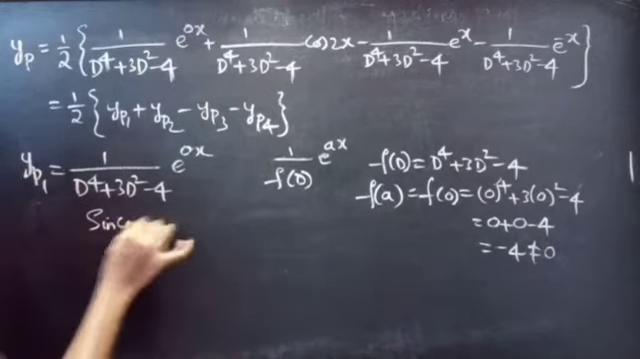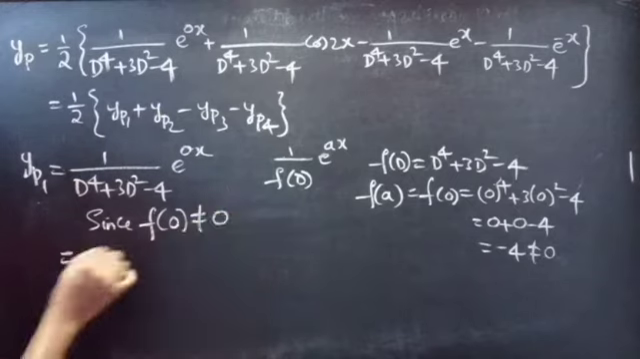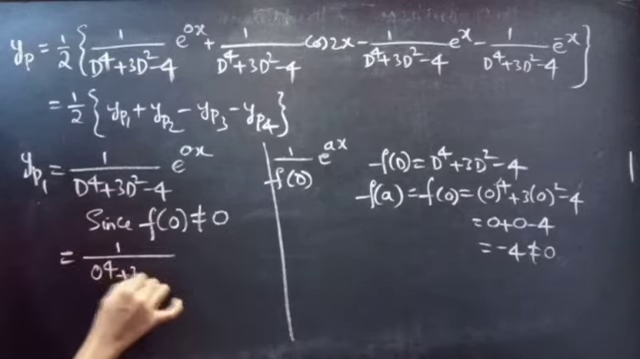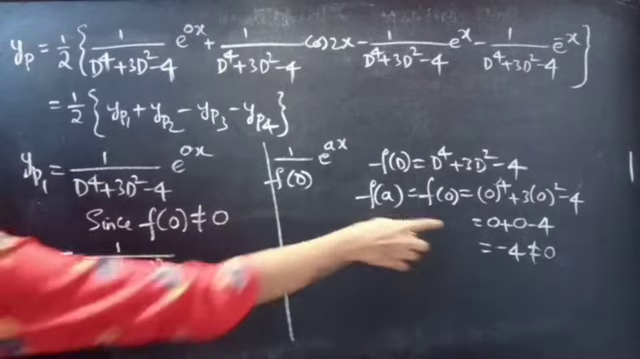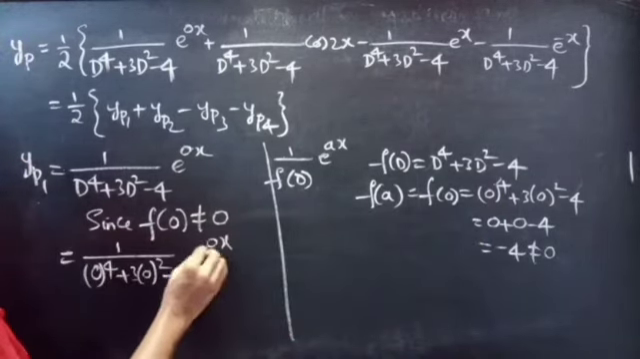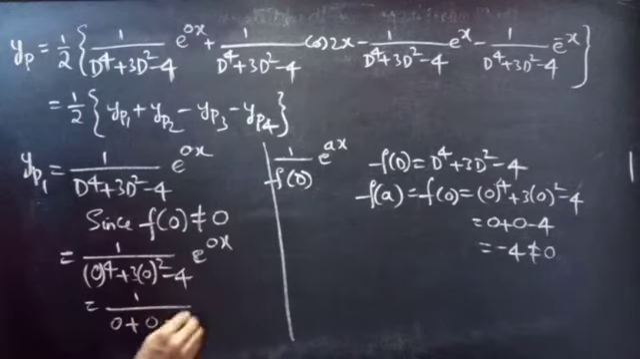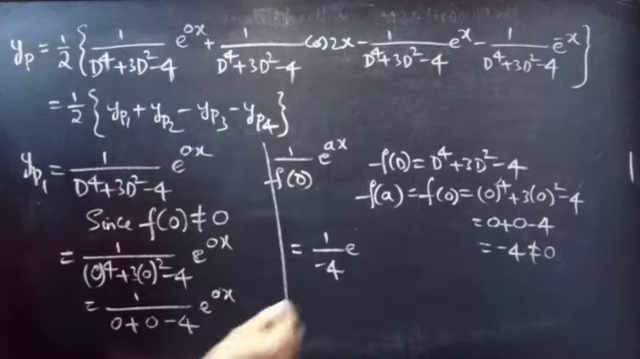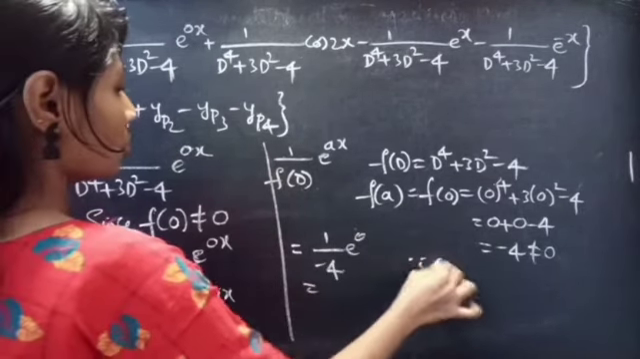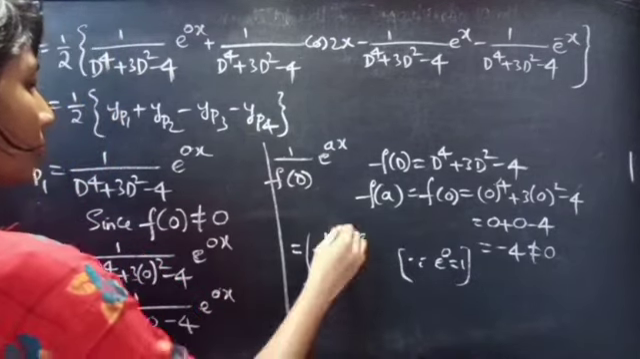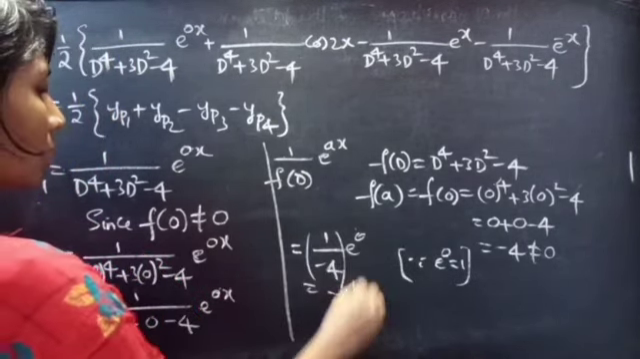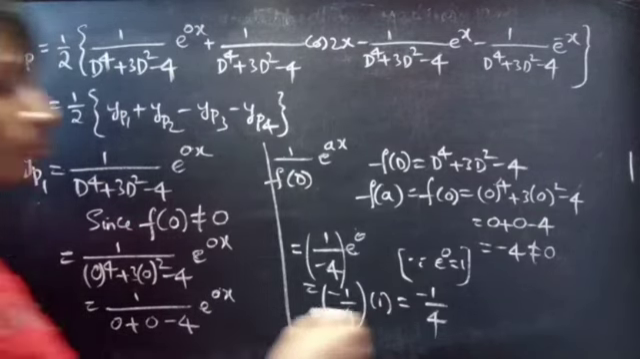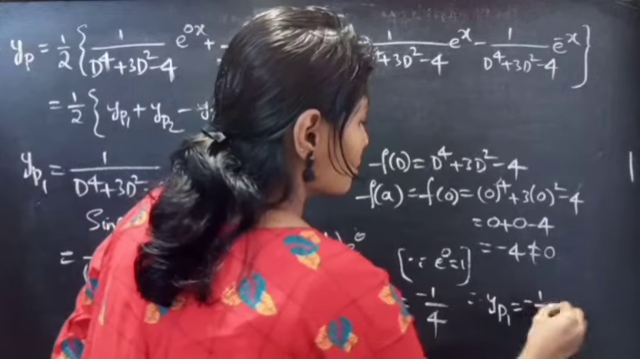Since f of 0 is non-zero, so what we can do? We can just replace d by 0, right? Then we'll get 1 by 0 power 4 plus 3 into 0 square minus 4, and I'll just write the same steps into e power 0x, which is equal to 1 by 0 plus 0 minus 4 into e power 0x, which is equal to 1 by minus 4 into e power 0x. Again, you can write e power 0 as 1, right? Since e power 0 equals 1, we can write 1 by minus 4 as minus 1 by 4 into 1, which is equal to minus 1 by 4. Therefore, yp1 equals minus 1 by 4.